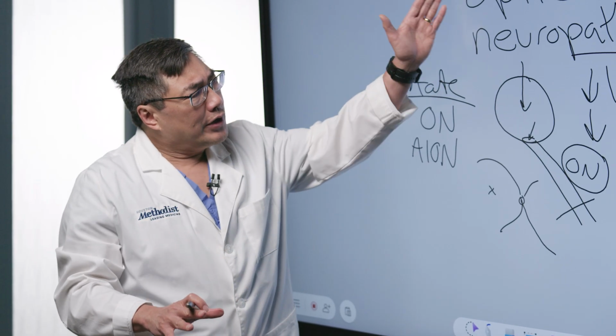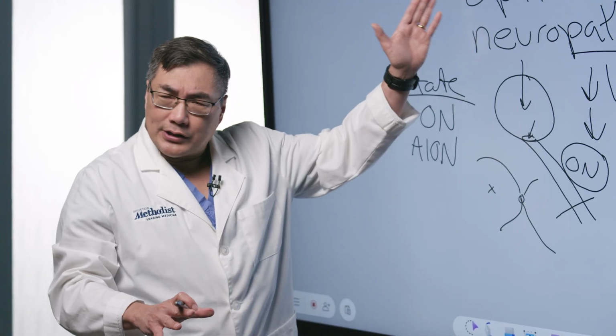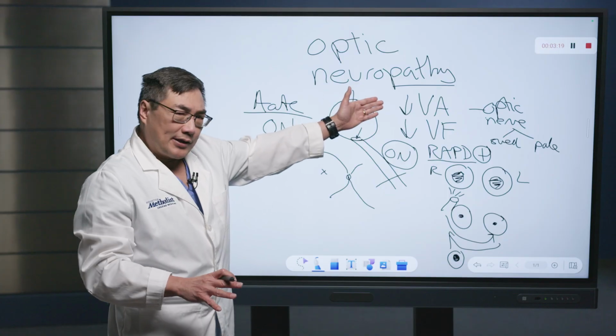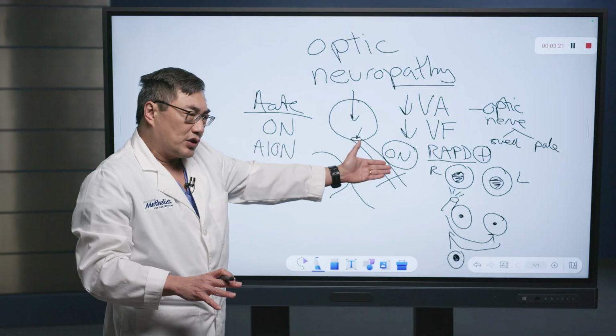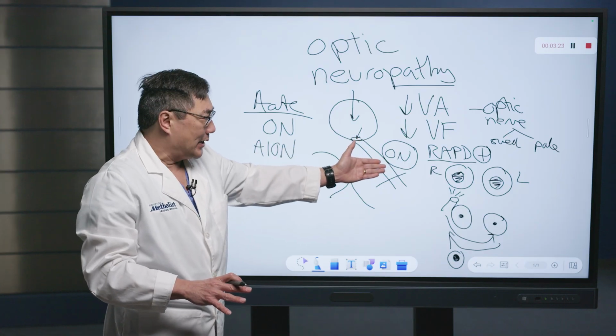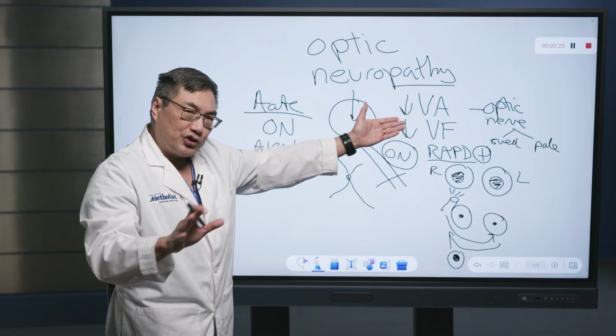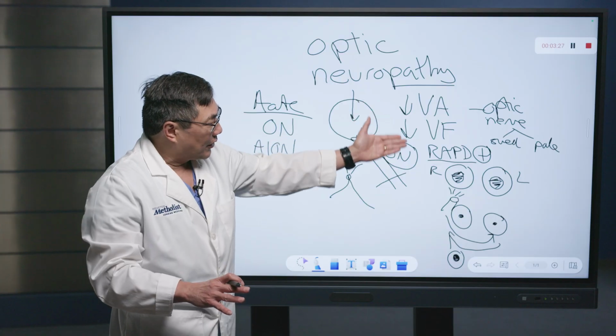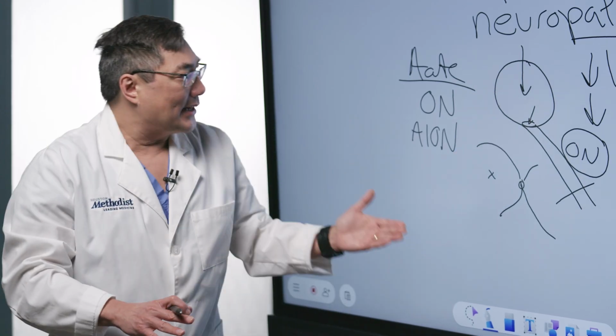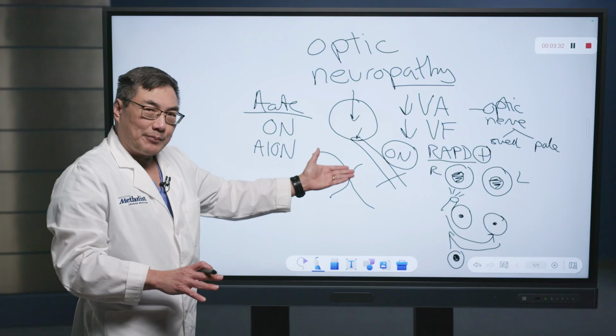So you need to know how to diagnose an optic neuropathy. You're going to check the vision, do a visual field, swing this flashlight for RAPD, look in the back of the eye, making sure it's not the retina, and if the optic nerve is swollen or pale, that is the defining clinical features of an optic neuropathy.